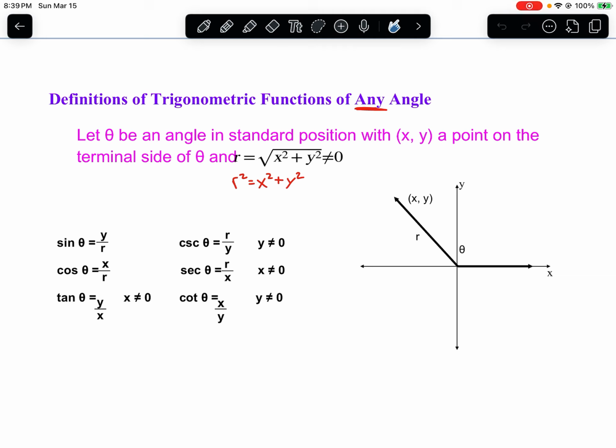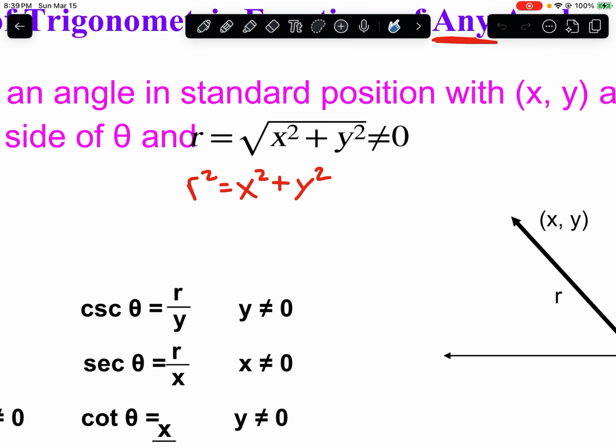So first off, to evaluate trig functions of any angle, say we've got this theorem or formula, where let theta be any angle in standard position with (x, y) a point on the terminal side. So again, (x, y) can be anywhere, any quadrant, any axis. And then we have r equals the square root of x squared plus y squared, not equal to 0. So basically that is telling you that it can't just be the point (0, 0). It can't be the origin.